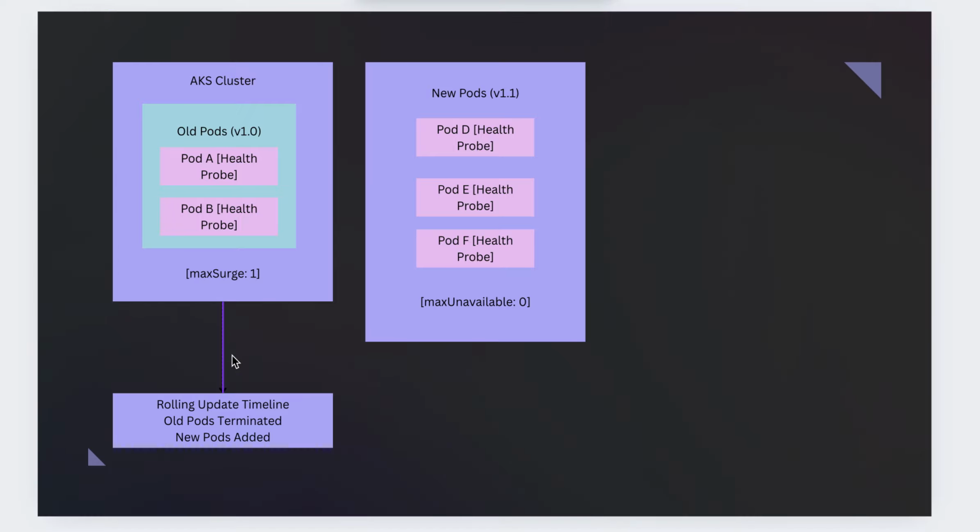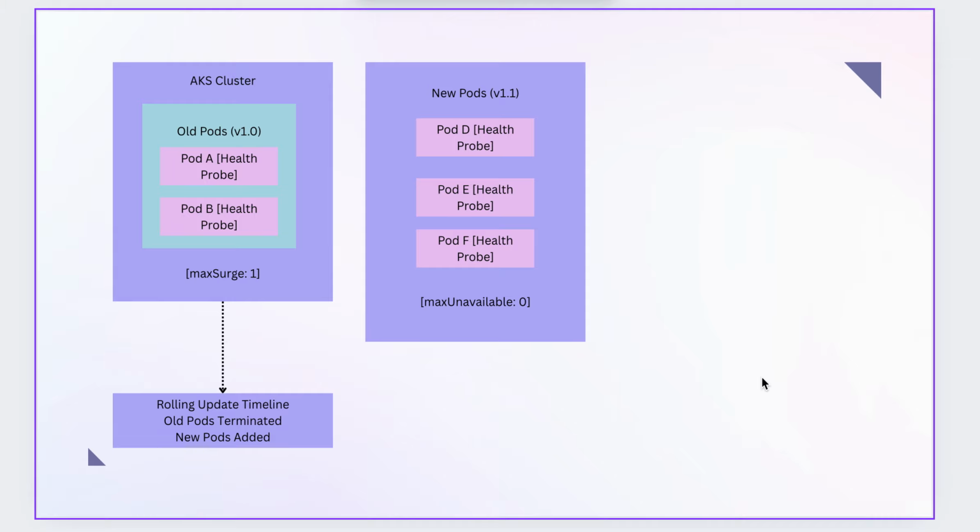Here we can see the transition from old to new pods. Kubernetes terminates old pods one by one as new pods pass their health probes. The max unavailable 0 setting ensures no pods are unavailable, guaranteeing zero downtime during the update.